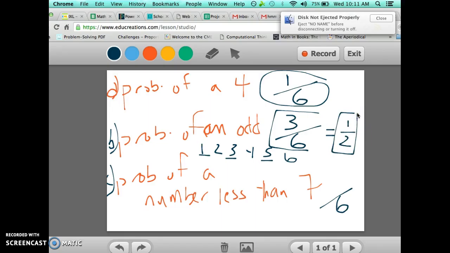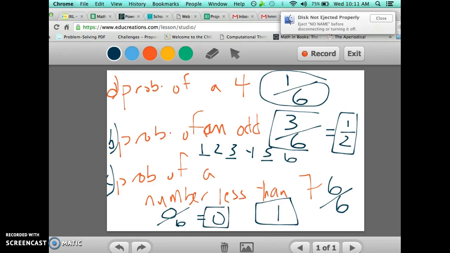And for a number less than 7, well, they're all less than 7, so 6 out of 6 equals 1. The biggest probability I can have is 1, a 100% chance of it happening. The smallest probability I can have is 0. The probability of a number greater than 7 is 0 out of 6 equals 0. So all my probabilities are between 0 and 1.